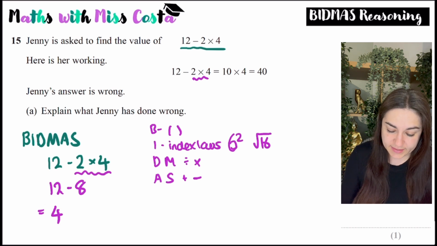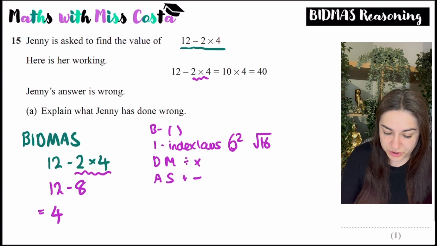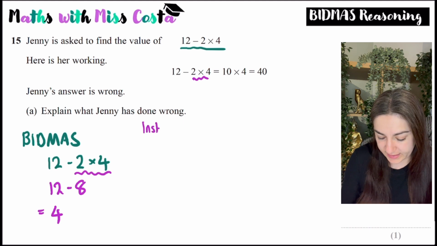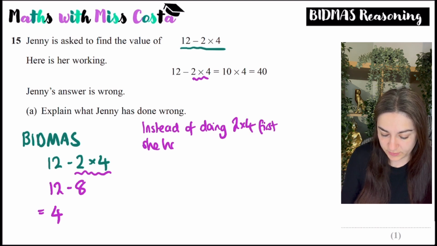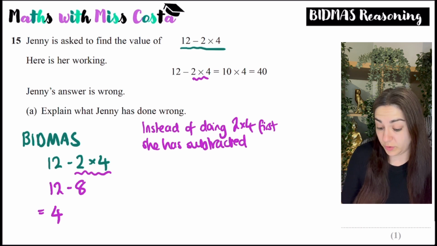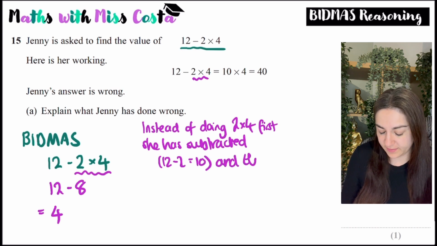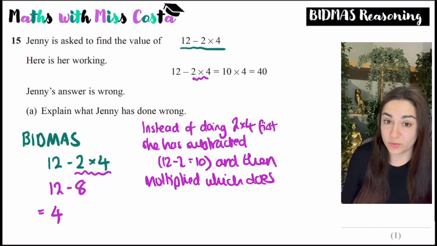So I can surmise from that, I can deduce that what Jenny has done wrong is, instead of doing 2 times 4 first, she has subtracted 2 from 12. She did 12 take 2, and then multiplied, which does not follow the laws of BIDMAS.